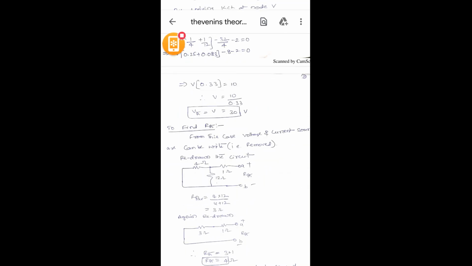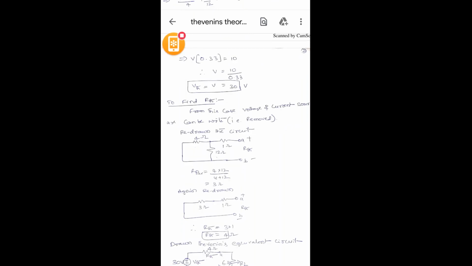Now redrawing the circuit, that value comes in series with the 1 ohm resistance across the A and B terminals. So RTH equals 3 ohms and 1 ohm in series, 3 plus 1 equals 4, so the equivalent resistance RTH is 4 ohms.